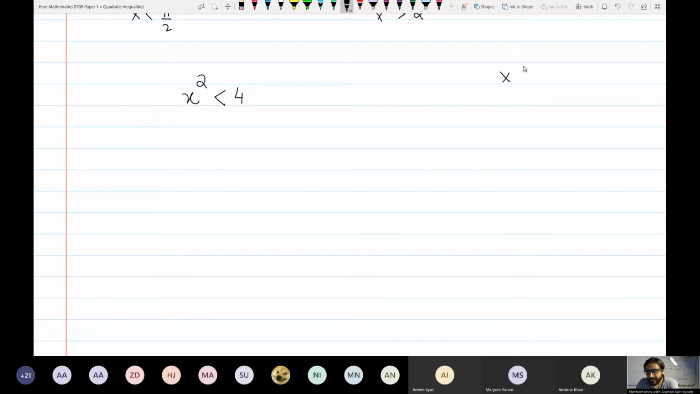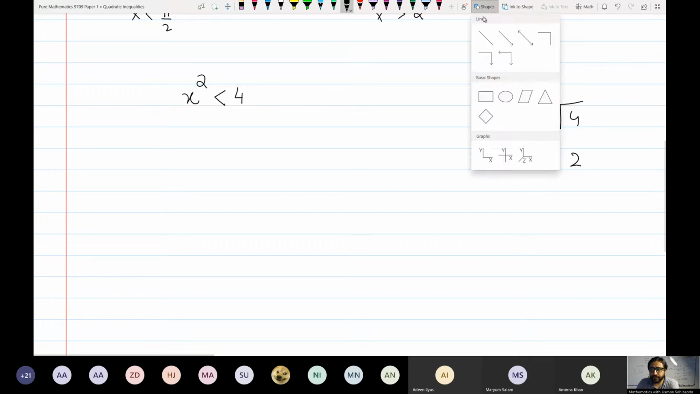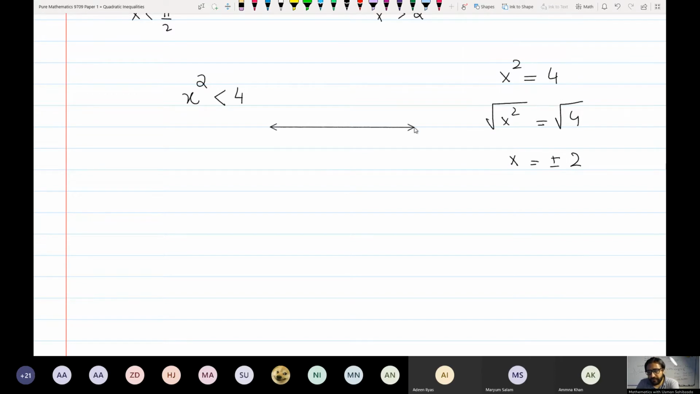If I was to say x squared is equal to 4, you would end up getting x is equal to plus minus 2, based on the fact that you would square root x squared and 4. These are your two solutions. Now, if we put them down on a number line, these are the roots of the quadratic curve. Minus 2 and plus 2. They are the roots of the quadratic curve.